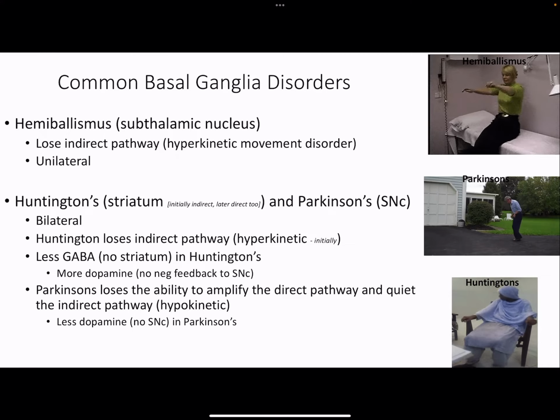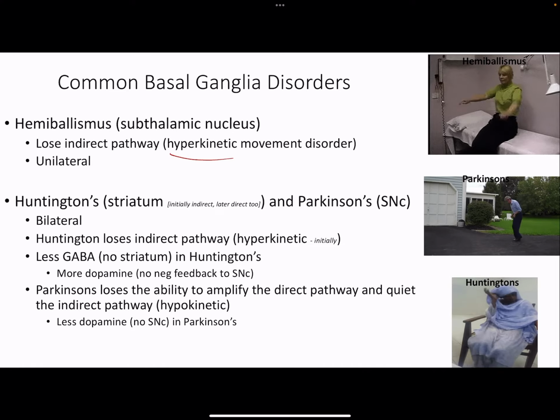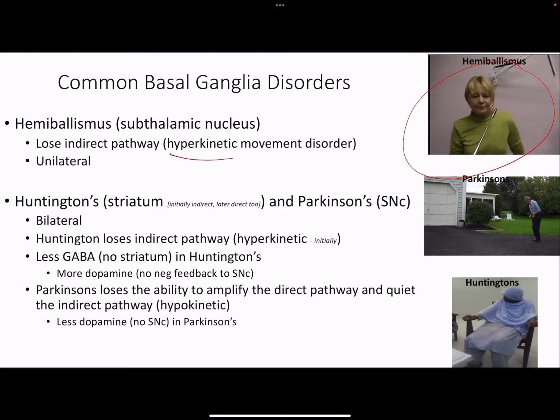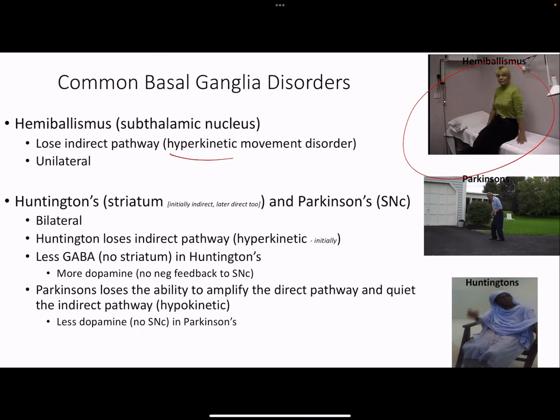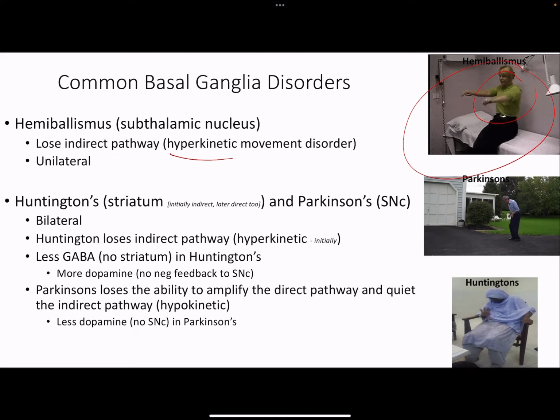So 3 common ones: hemiballismus. If you go ballistic, it's kind of like you're moving a lot, and we get this hyperkinetic movement disorder, which you can see here. And so remember that the subthalamic nucleus is part of the indirect inhibiting pathway. And so if you're taking out part of the inhibiting pathway, you're going to get more movement, which is exactly what we see right here.